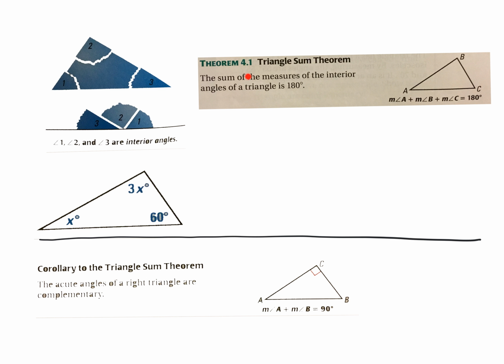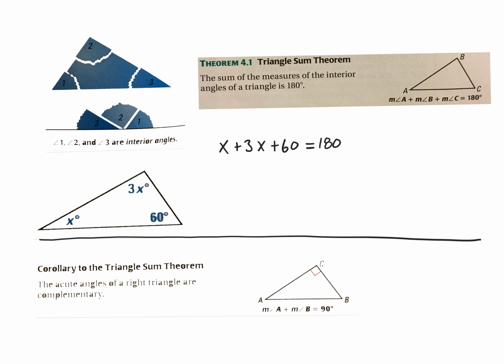It says the sum of the measures of the interior angles of a triangle is 180, and that's for any type of triangle. So if you add up those 3 interior angles of any triangle, it will always equal 180 degrees. So we're given an example here where we need to find the measures of each of those angles. Well, we have 3 angles here, so I know that x plus 3x plus 60 must equal 180 degrees. And that's because those are the 3 angles of a triangle.